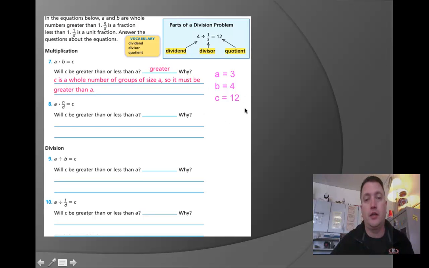Okay. So when we take a look at this, 12 is greater than the number we started with, 3. That's really what we're trying to figure out. How does it relate to the first number? Is the answer going to be greater or less? Well, let's take a look at the next one.